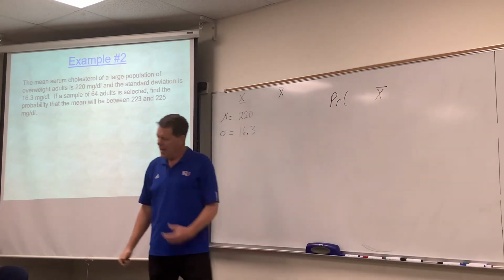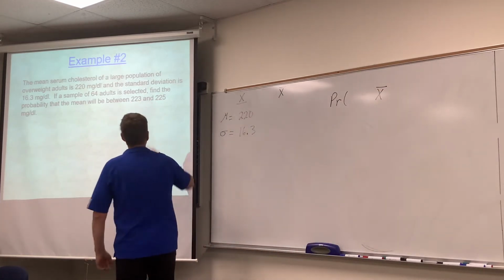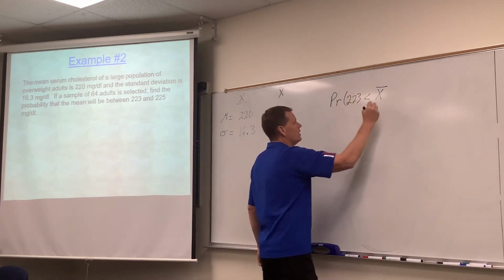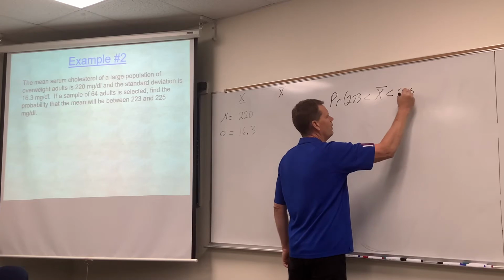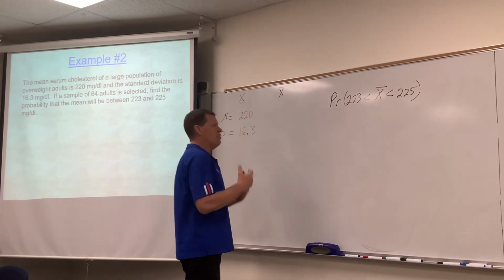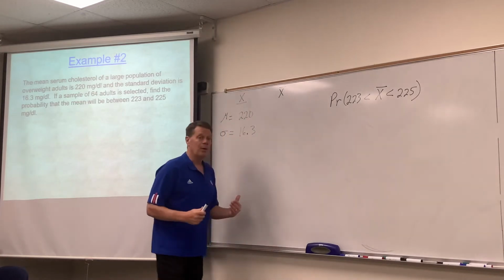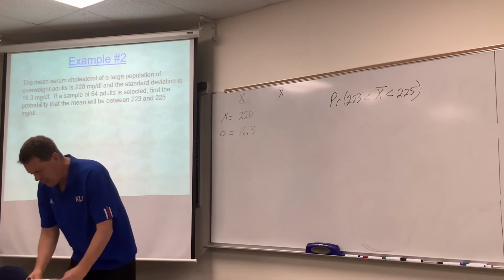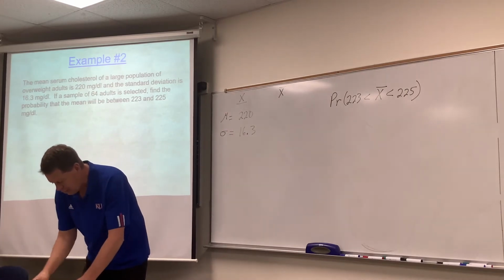All right? And it says between 223 and 225. So 223 is less than X bar, which in turn is less than 225. There you go. That's how you write that out. Between. All right? Mean of a sample. That's so important. We're jumping from X to X bar, all right? And the point would be that we are about to apply the central limit theorem.